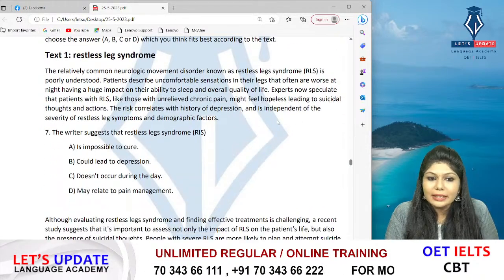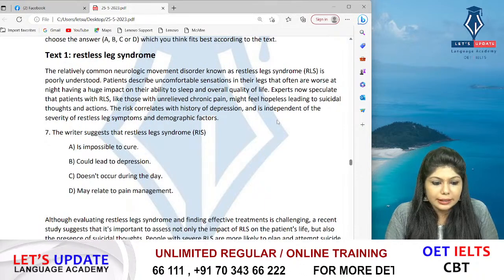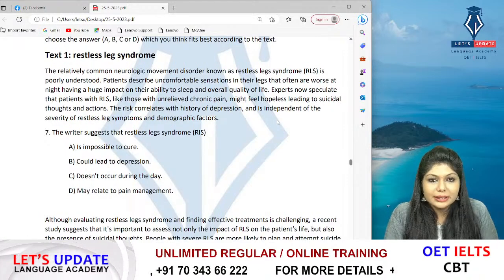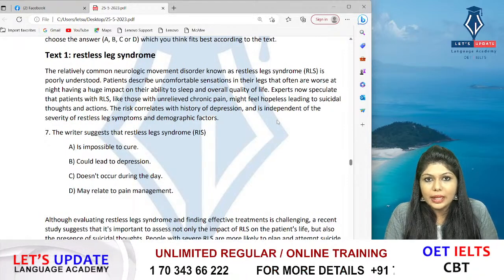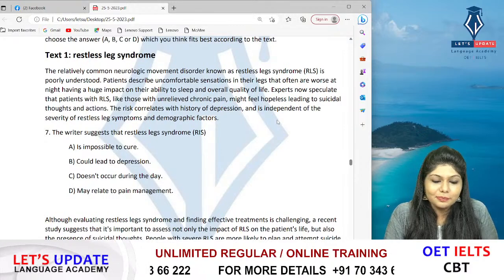As you can see on the screen, this is the first paragraph, followed by the question. I'll give you a minute or two to read this paragraph and the question and the options, and then we shall solve it together.